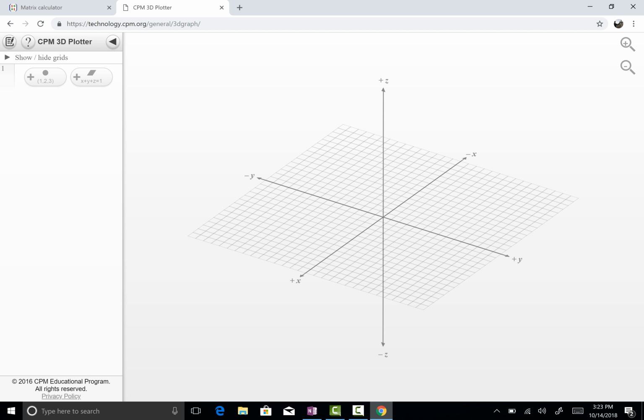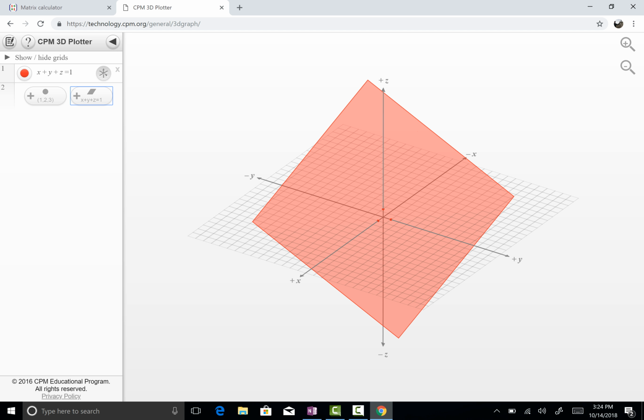So there's my 3D plotter. Notice we have an X, Y, and Z axis. You should have had some of this last year in geometry, where you talked about the x-axis kind of coming out at you, the y-axis going sort of horizontally across the screen, and the z-axis going vertical. So we want to type in our equations. I want to tap on that. It says x plus y equals z.